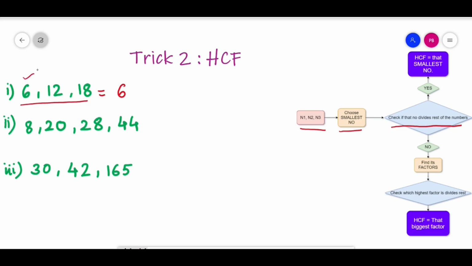So 6 1s are 6, 6 2s are 12 and 6 3s are 18. So yes, that means HCF is that smallest number. That means 6 is your HCF. Next, 8, 20, 28 and 44. Four numbers. Check the smallest number, which is 8.